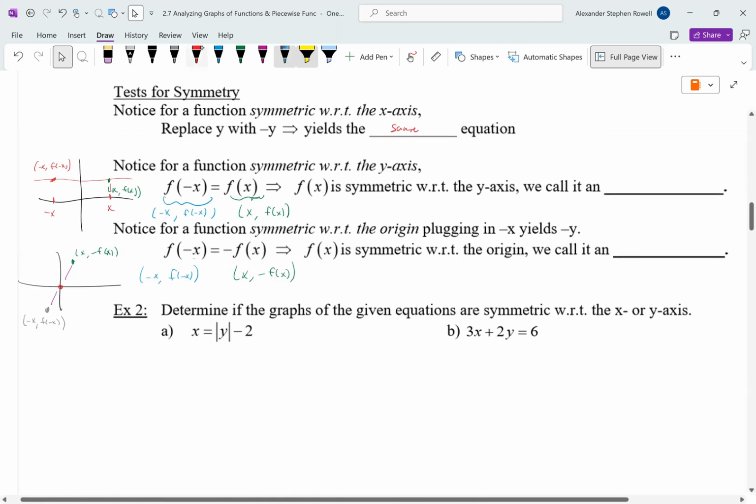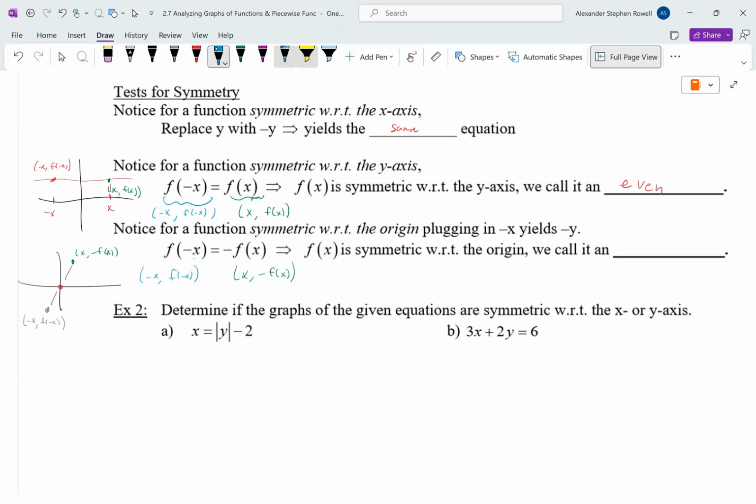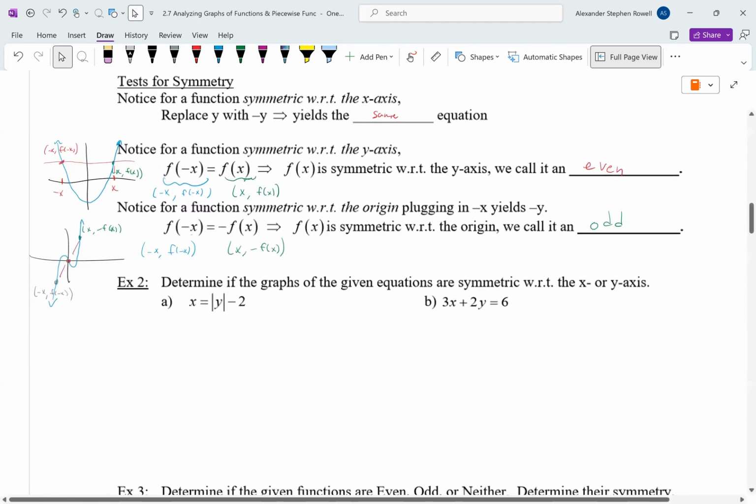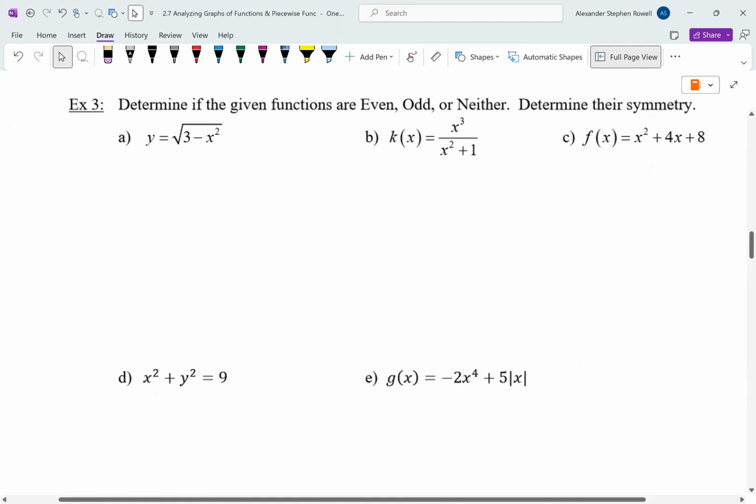So if it's symmetric with respect to the y-axis, a vocab word, we call this an even function, because it normally happens to things like parabolas of degree 2, like x squared. Symmetric with respect to the origin, we call that an odd function, because these often happen to things like cubics with odd powers, but not always. I'm going to come back to example 2, but right now I just want to find out, is my function even, odd, or neither? Let's do example 3, part B.